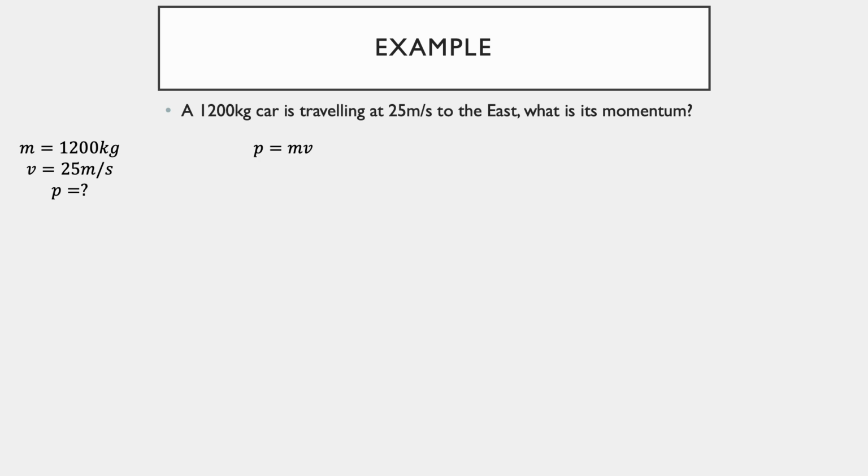In this case, we don't have to rearrange our equation at all. We can just substitute directly into it. And then calculate the appropriate amount of significant figures, and we have 3.0 times 10 to the 4 kilogram meters per second.